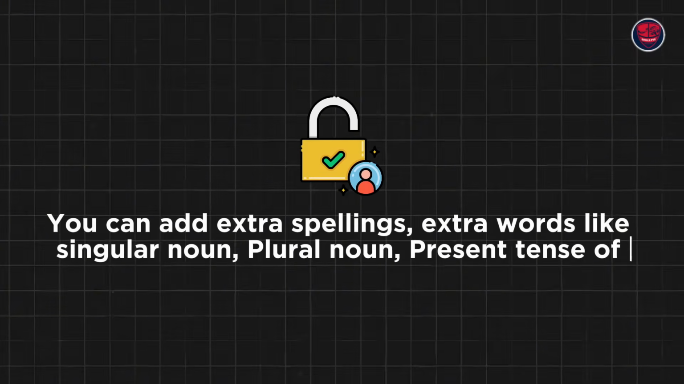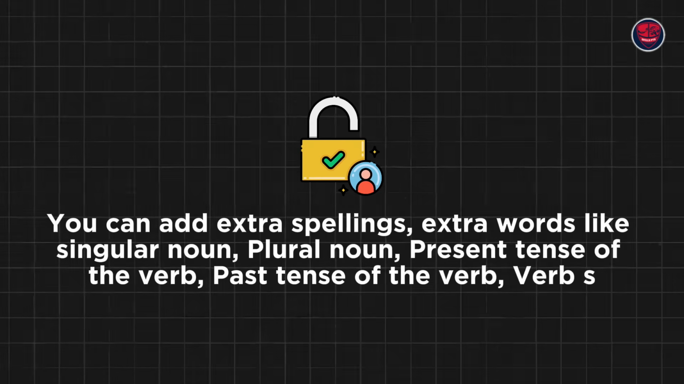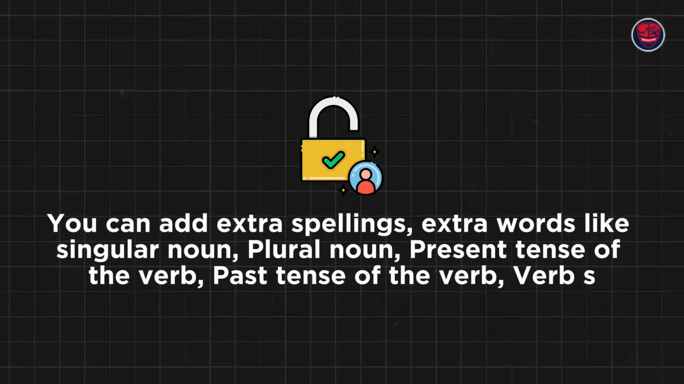You can add extra spellings, extra words like singular noun, plural noun, present tense of the verb, past tense of the verb, as in: he developed the project. Develop, develops, developed. Project, projects. Articles, a, the, is, prepositions, everything you can write: is, was, in, on. Capital letter, small letter is not going to make a difference. Full stop, comma are not going to make a difference. Grammar is not going to make a difference. So all these are tricks, but the main strategy is the listening skill.